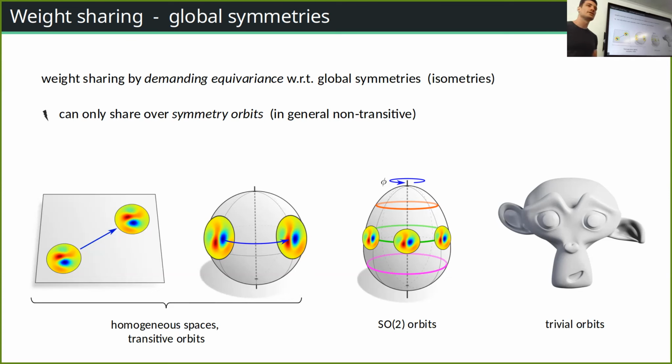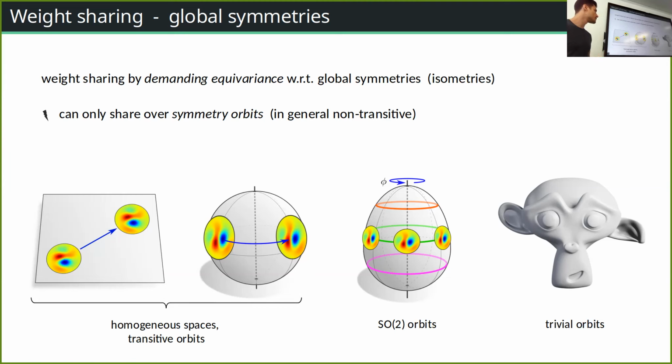But if your group action is not transitive, like this egg, then you can only share weights on the symmetry group orbits, which are these colored rings. So you would get the same kernel on each orbit, but between different orbits, you wouldn't share weights. And if you have a completely asymmetric manifold, then you don't get any weight sharing at all this way.